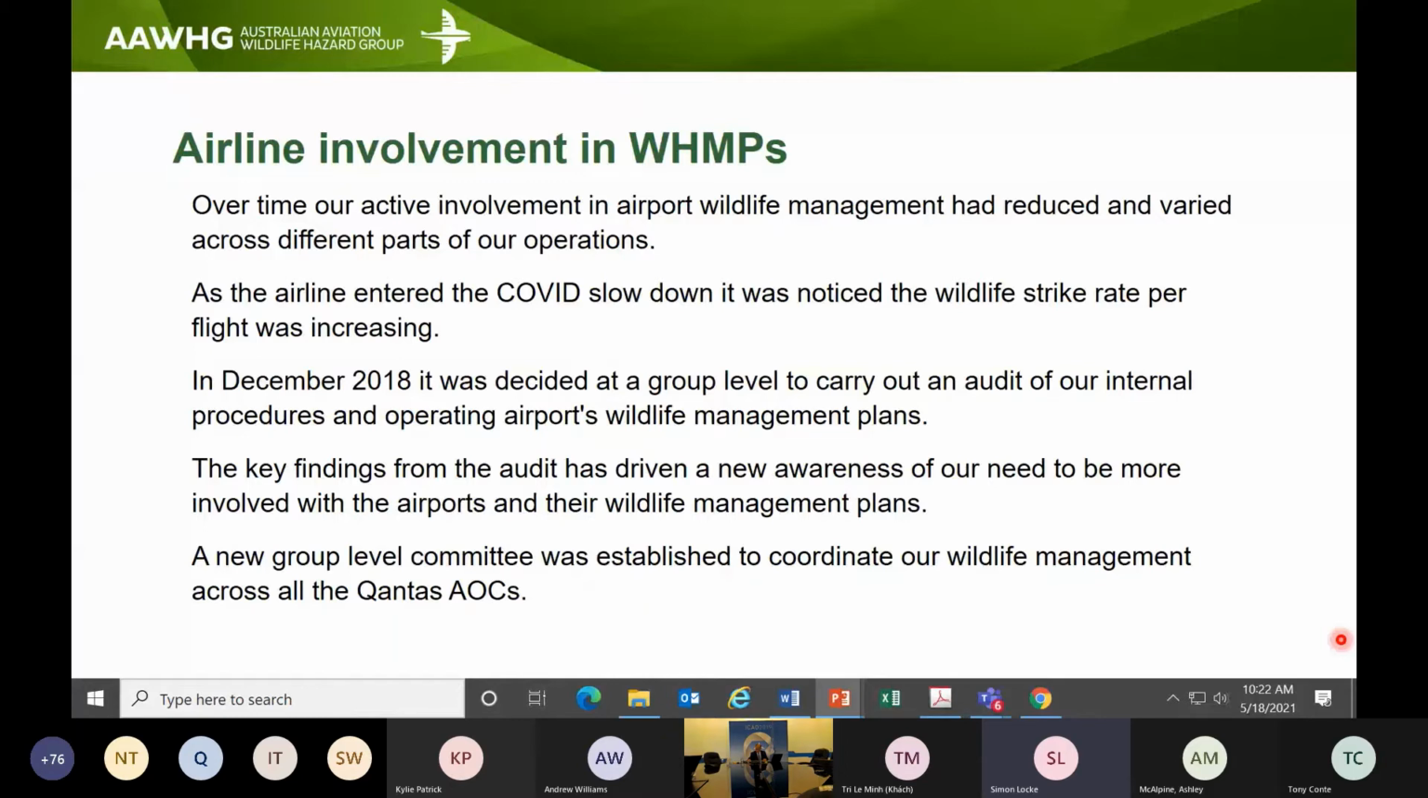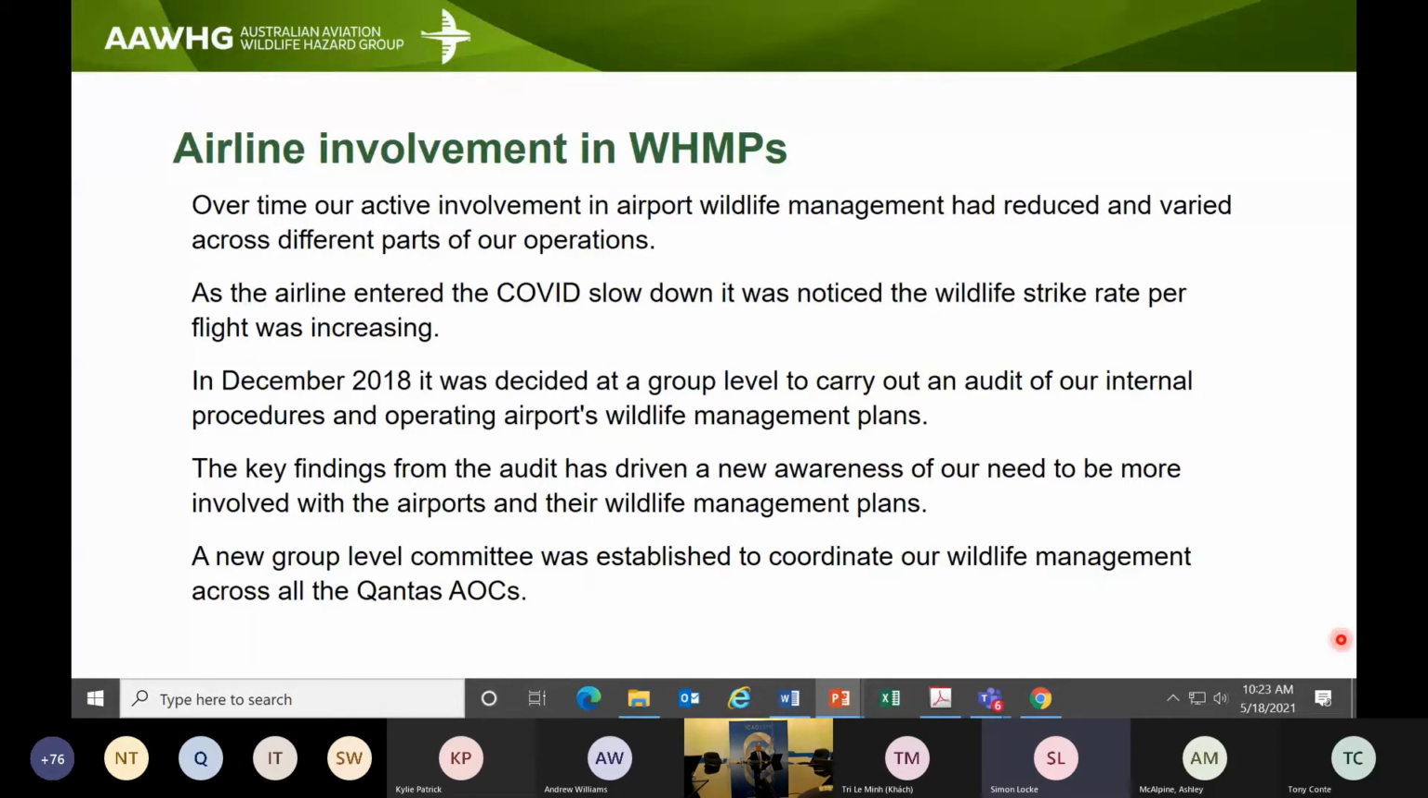So in December 2018, it was decided at a group level that we were going to carry out an audit of both our internal procedures and a select number of airports that we operate to, covering both regional and major airports, to try and understand why we were seeing an increase in wildlife strikes, and one of the key findings that came from that audit was that we need to be more involved with airports and the wildlife management plans.